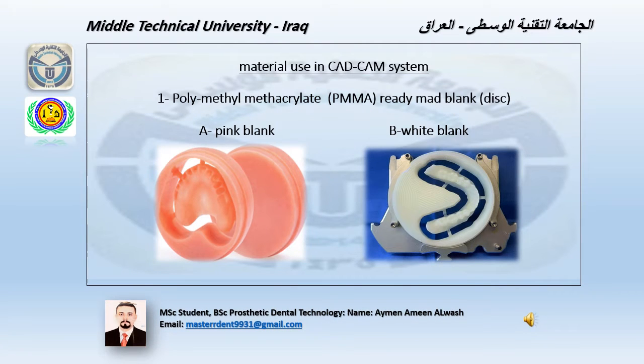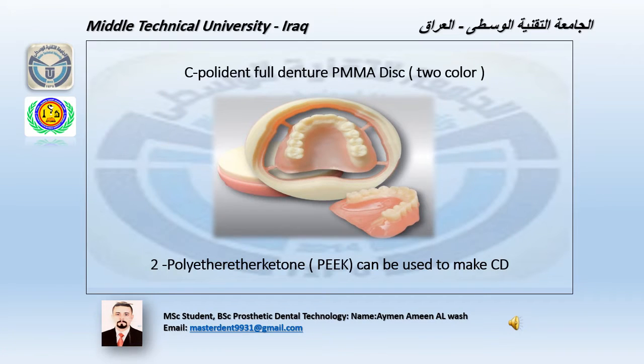Materials used in the CAD/CAM system. We have two types of material. Number 1, polymethyl methacrylate PMMA ready-made blank disc: A, pink blank; B, white blank; and C, polydent full denture PMMA disc, 2 color. And last, number 2, polyether ether ketone PEEK can be used to make a complete denture.